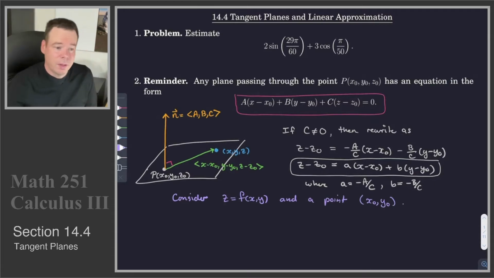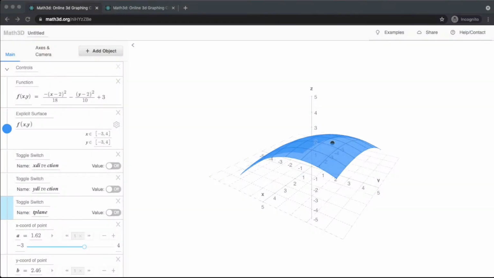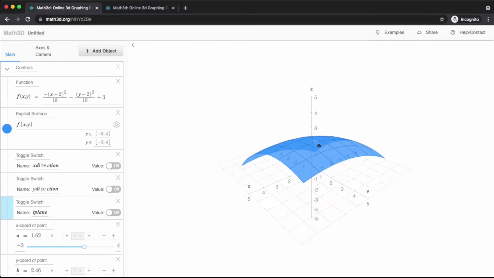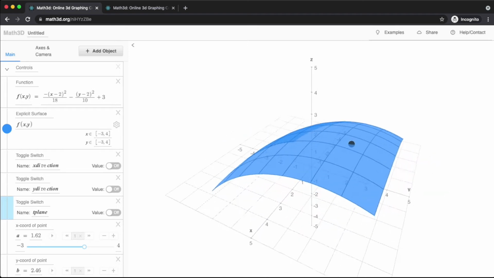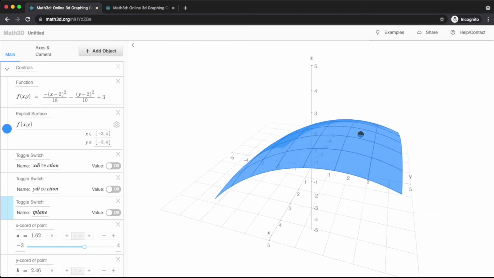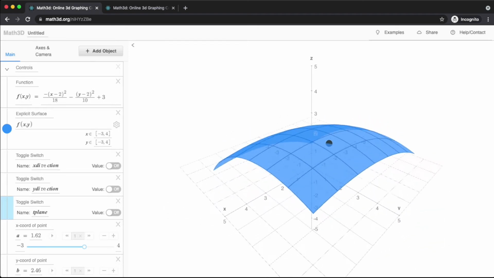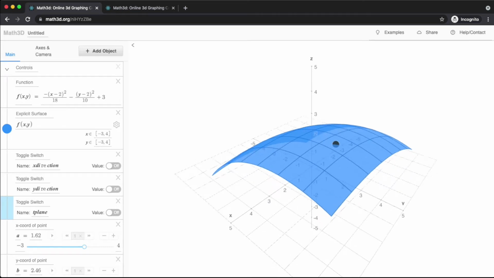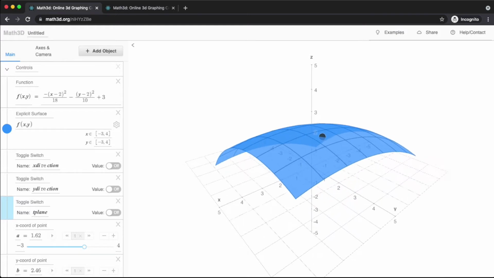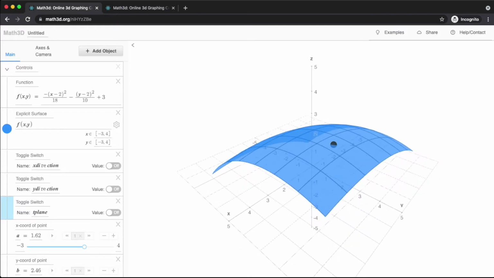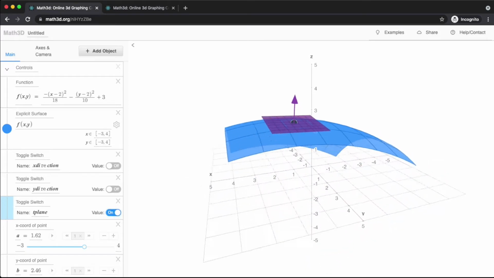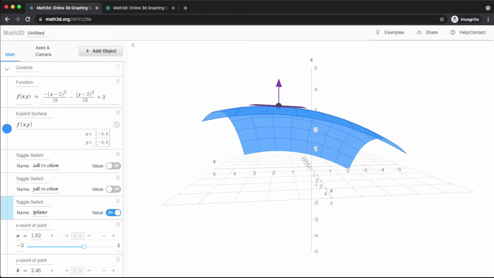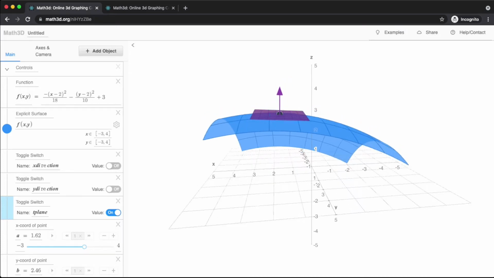To get a visual for this, let's look at a 3D demonstration. So we've got our surface. That's the graph of our function f. We've got a point on it. This is essentially our point x naught, y naught, and then the function value f of x naught, y naught. And what we're interested in is trying to find the plane that best approximates the surface at that point. I will draw the plane in. This is the plane we're interested in trying to find. So how do we find this plane?